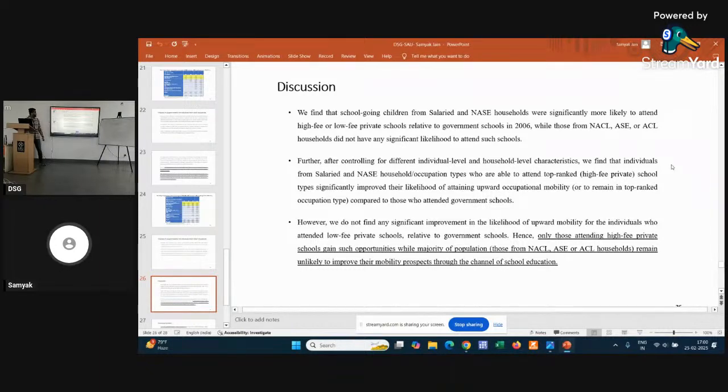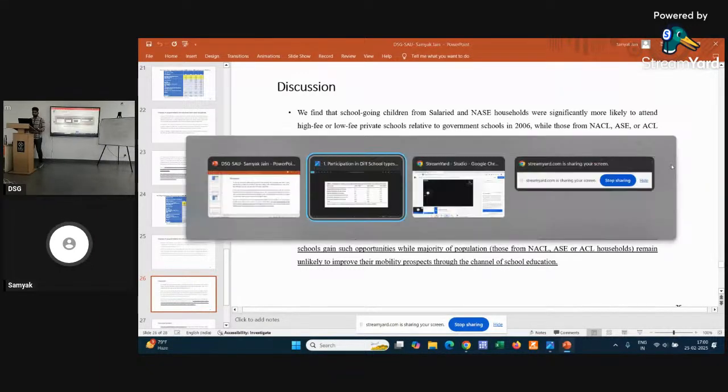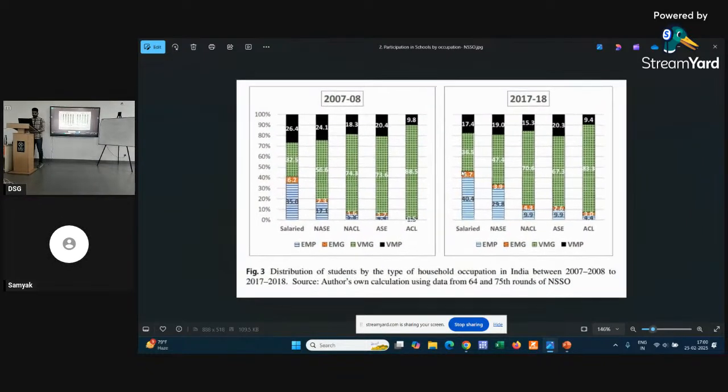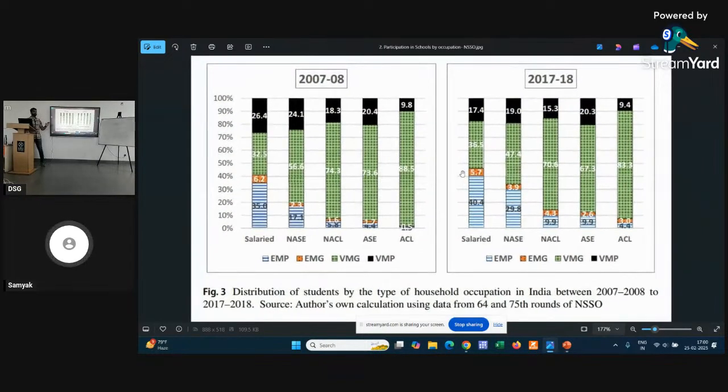So the main thing is that before coming to the discussion, another table that I wanted to show. This was the context in terms of Telangana, Andhra Pradesh. This figure is in all India context, from 2007-8, this is NSSO data, 2007-8 to 2017-18. Can you see a major change? EMP is English medium private, English medium government, vernacular medium government, and vernacular medium private.